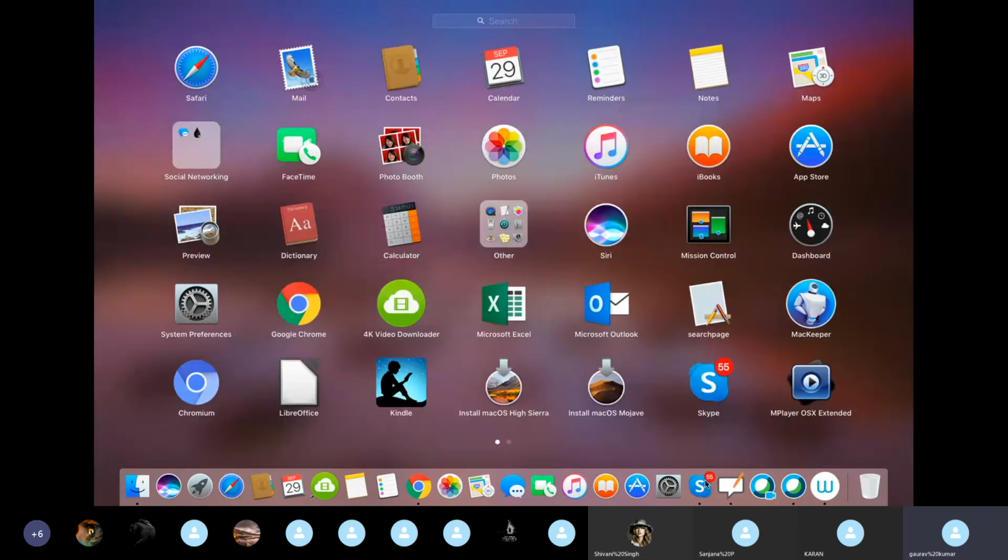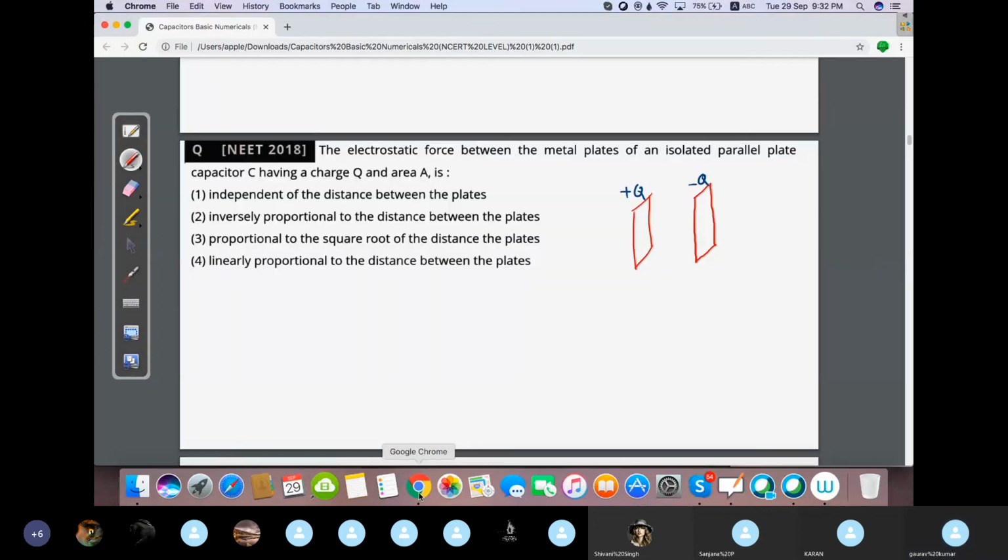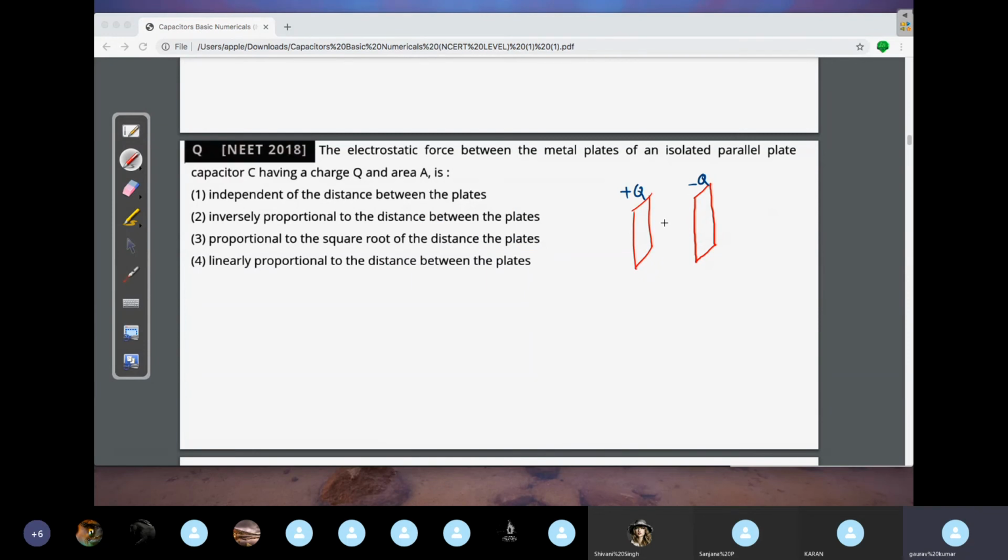Getting many answers here. Okay, so a few people have given 1 and a few people have given B, that is 2. Let's see the solution here. So what is the formula? Just now we have derived the formula. It's a very easy formula, right? This will create a field here. This will create the force. So what is the field here? You will get sigma by, so you will get Q square by 2 epsilon. This is what we have seen. This is the formula for force, right? So what is given to you?